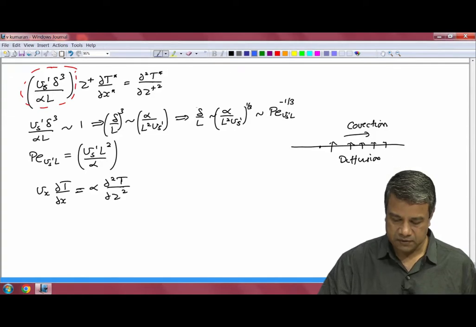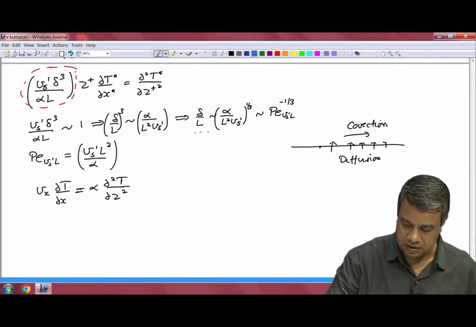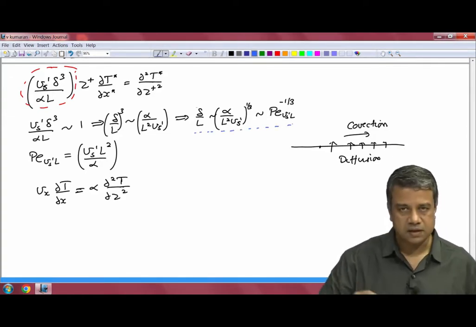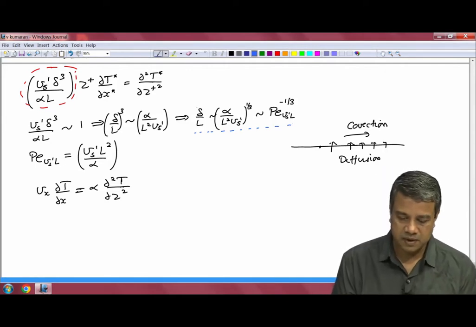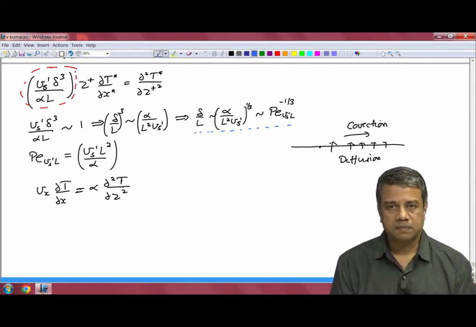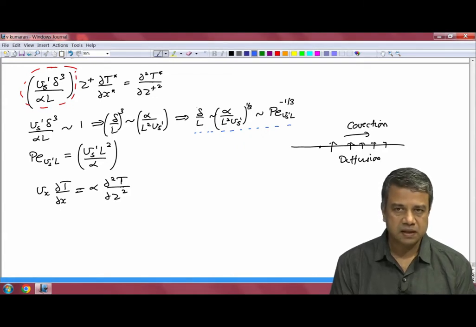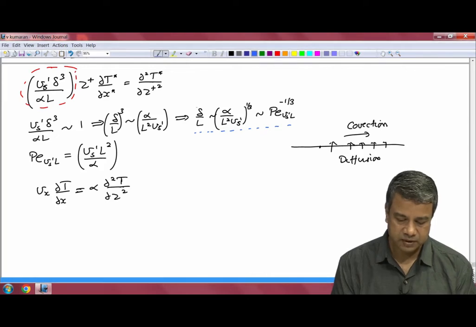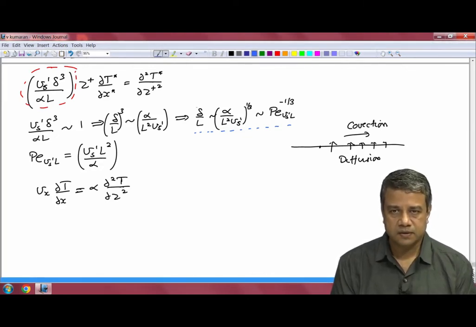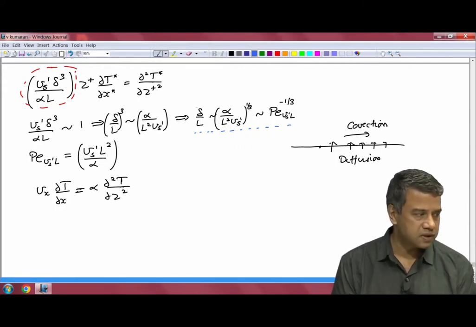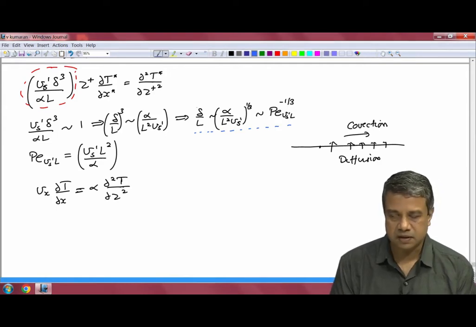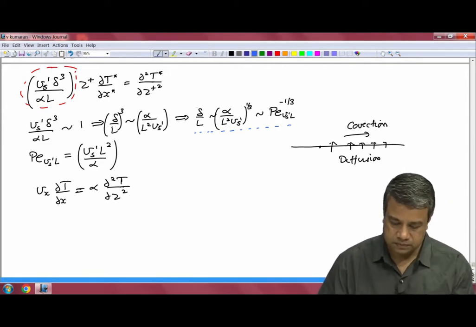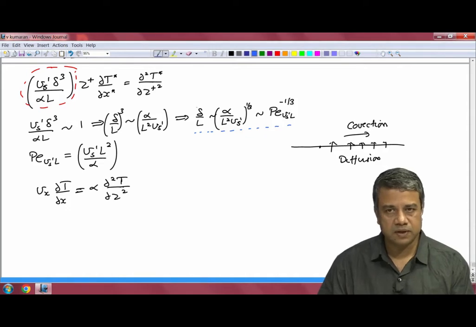From that we had got the solution that the thickness of this region has to scale as the Peclet number to the minus 1/3, where the Peclet number is based upon the strain rate at the wall and the length square. As P goes to infinity, delta becomes smaller and smaller, but convection and diffusion continue to be of equal magnitude within this boundary layer region. Then we were trying to look at ways to solve the problem.